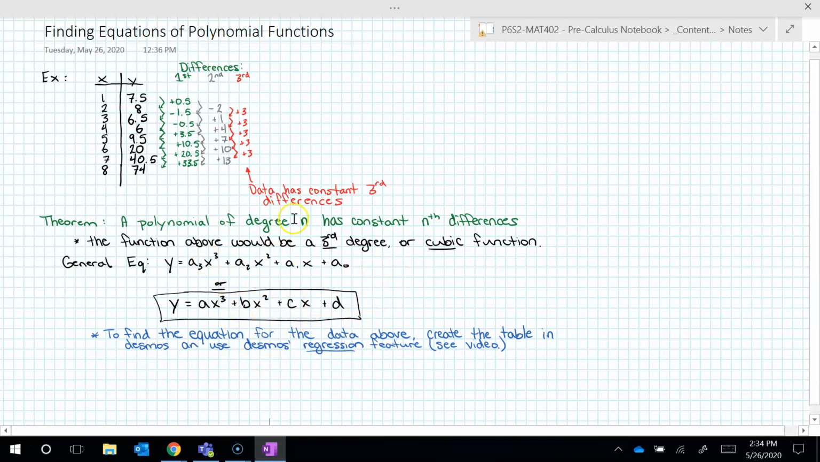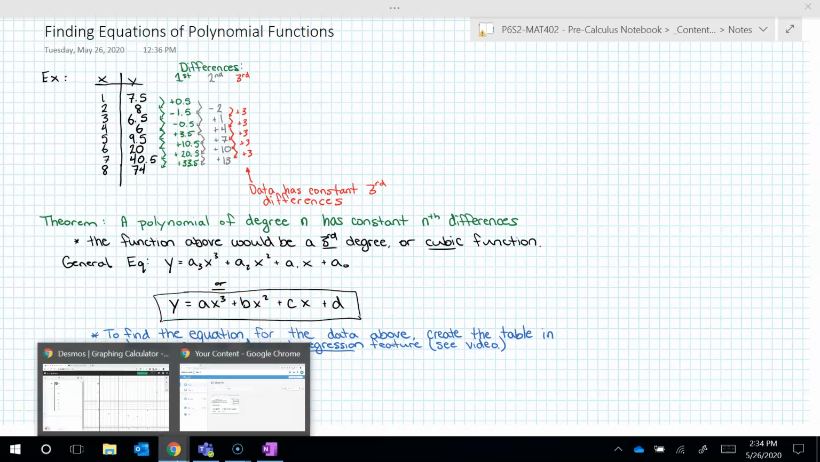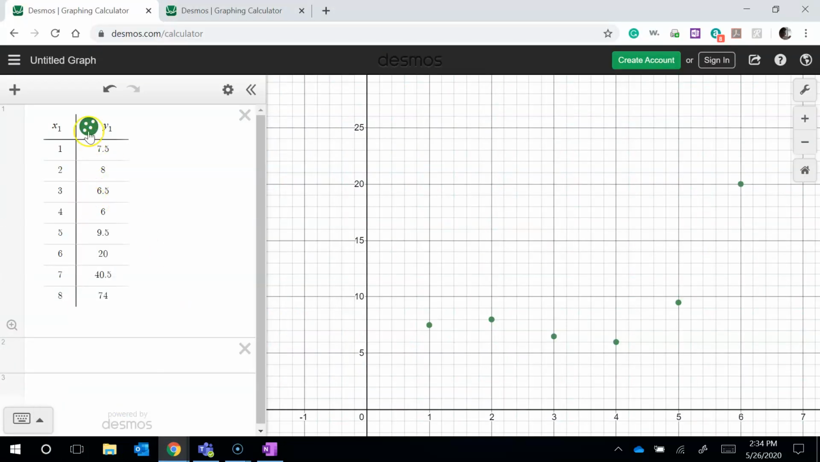And so to find this equation, we want to go to Desmos, right? So if I'm in here and I've made my graph, to use Desmos to find this, they have a nice feature where you can find the equation of basically any type of function that you want. And so I have my general equation, ax cubed plus bx squared plus cx plus d. We're going to use that with this data.